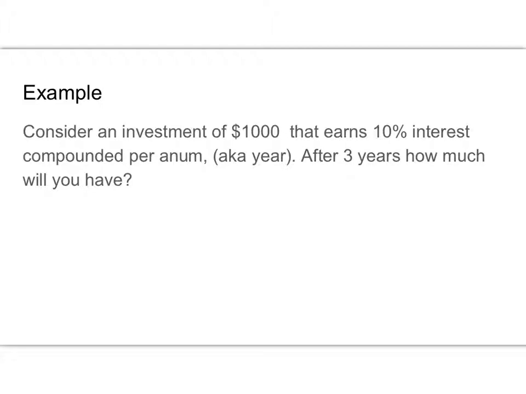All right, so for example, if we consider an investment of $1,000 that earns 10% interest compounded per annum. I know that's a weird European way of saying per year. But you need to see it because if you take the IB exam, that's what it will say. After 3 years, how much will you have?